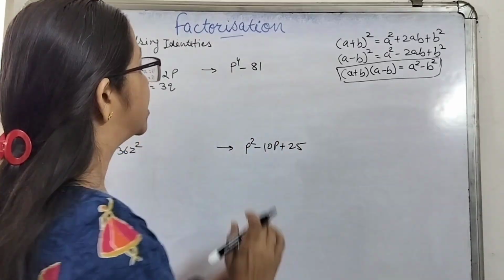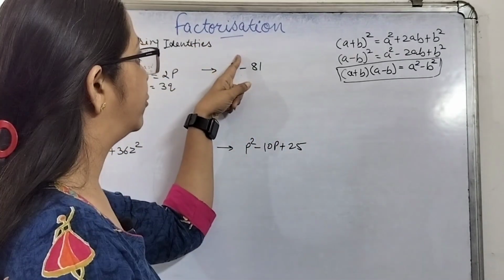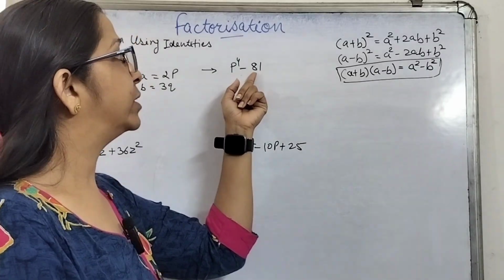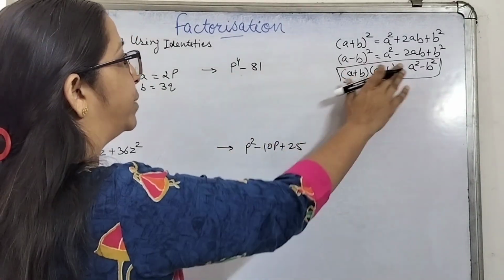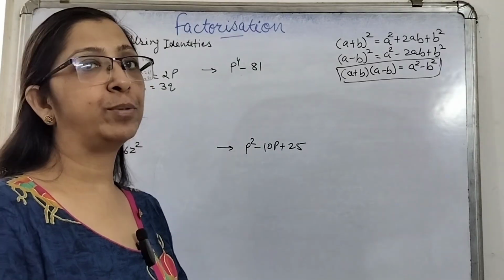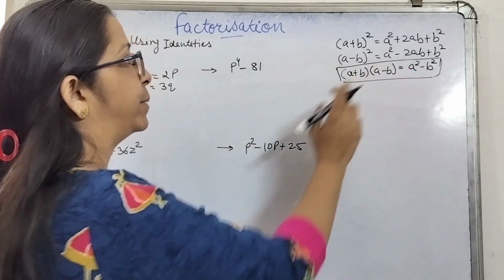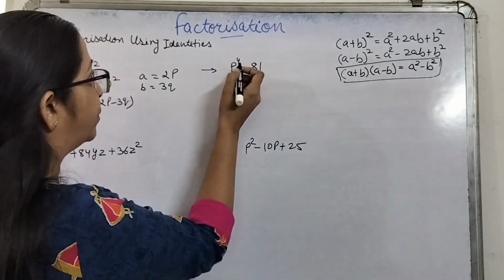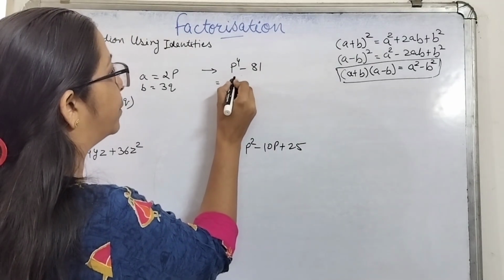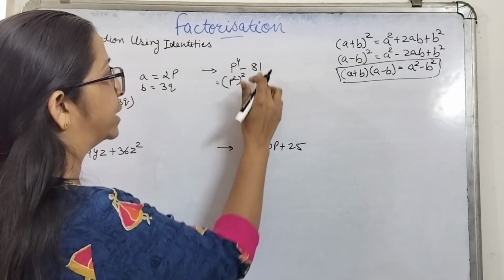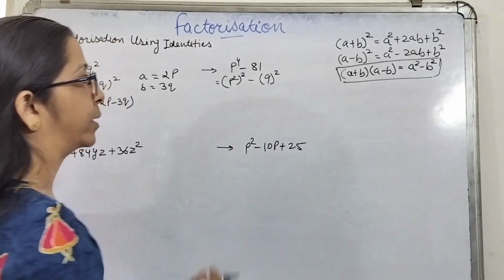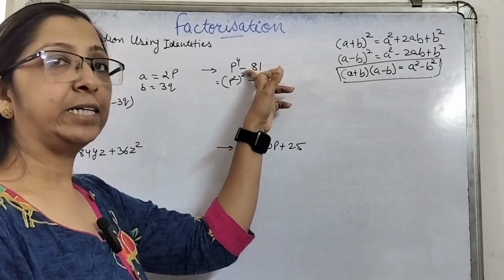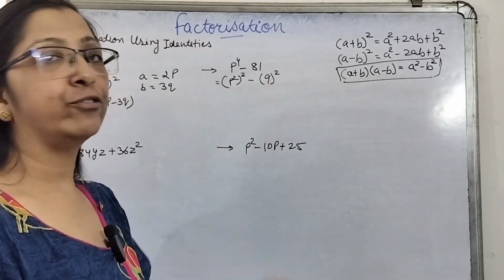Now again we can see over here that p raised to the power 4 is a perfect square, 81 is even a perfect square, and there is a negative sign in between. That means we will be using the identity a square minus b square, which could be written as (a plus b)(a minus b). Now p raised to the power 4 could be written as (p square) whole square minus 81, which could be written as 9 square. Square of 9 is 81, so 81 could be written as square of 9.